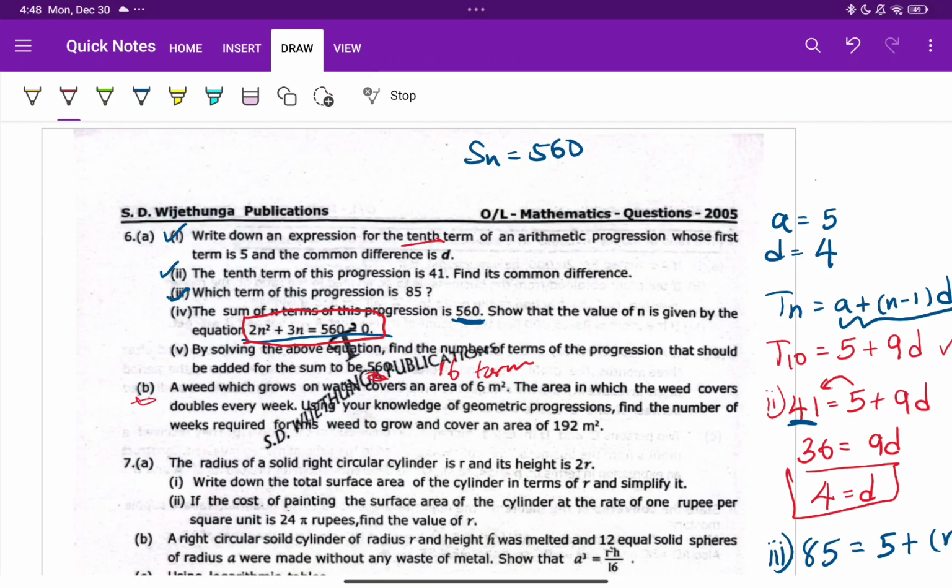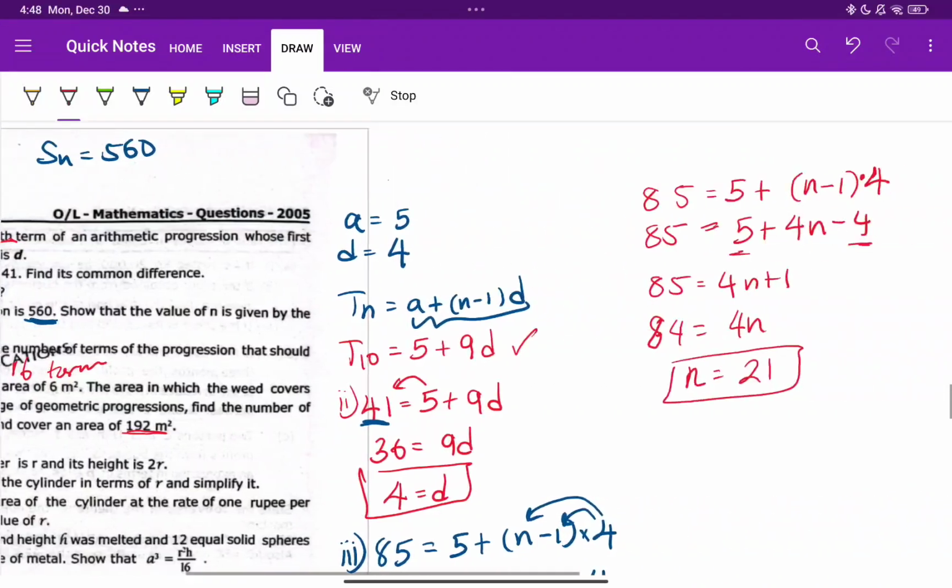And then the following question is from geometric progressions. A weed which grows on water covers an area of 6 square meters. So the starting value is 6. A is 6, the first term. The area in which the weed covers doubles every week, which means the common ratio is 2. Using your knowledge of geometric progression, find the number of weeks required for this weed to grow and cover an area of 192 meters. Right? Alright. Now we are going to find n again.